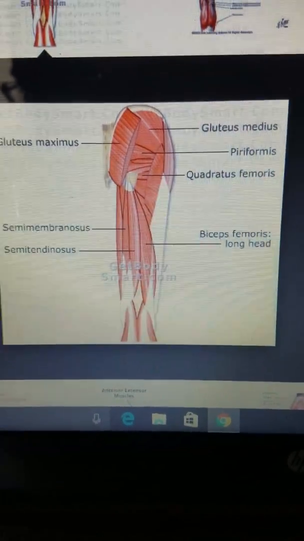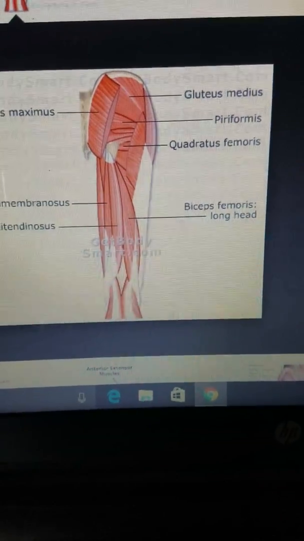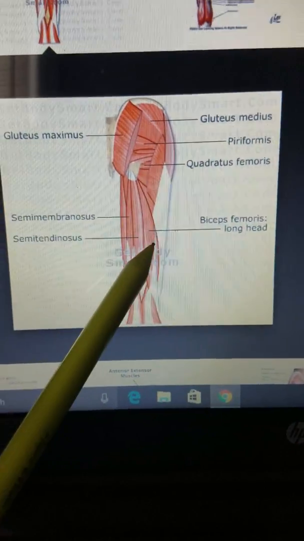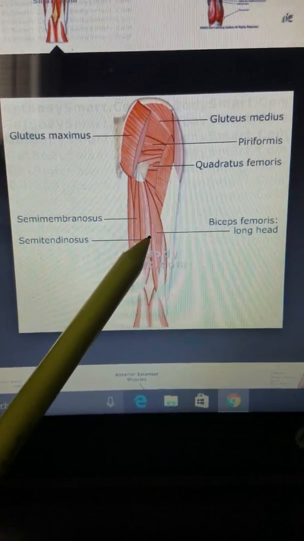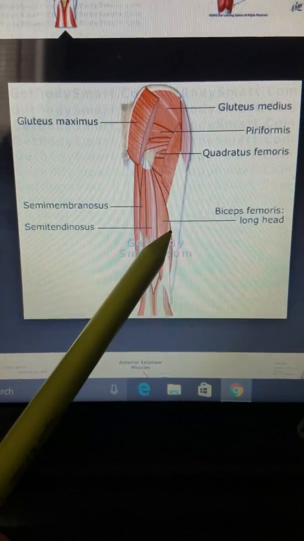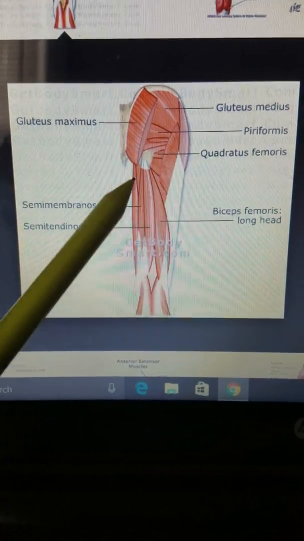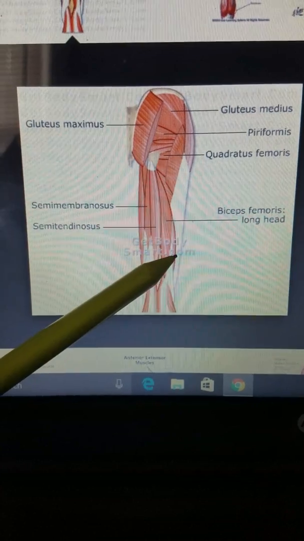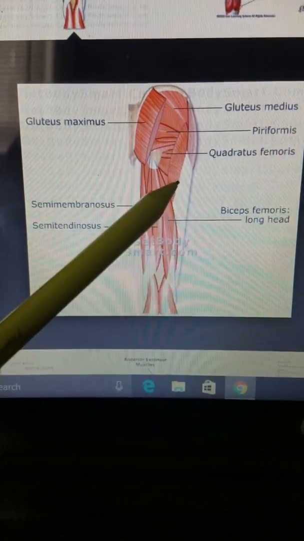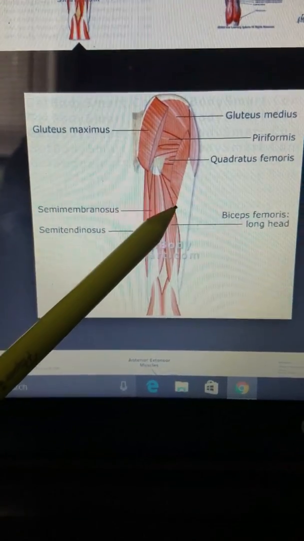You also have the biceps femoris, which has two heads, a long and short head. This picture only depicts the long head. But the easiest way to remember the biceps femoris is, again, remember that it's going along the femur. And then you also have biceps, meaning two heads. So you have two heads, a long and short head.